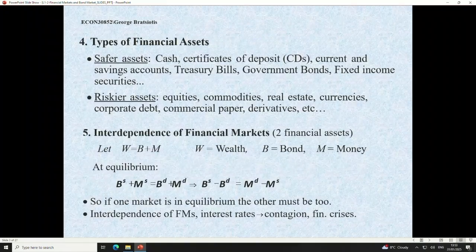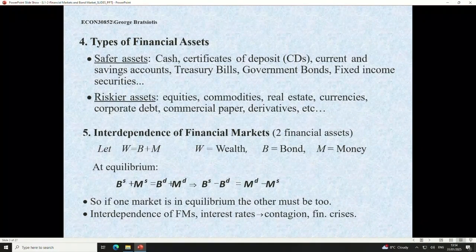So, this is it. What we're going to do next is have a short break, 5 minutes, and then we're going to go into the bond market. Is that okay? So I'm going to take the two financial markets, bonds and money, and I'm going to start working with bonds and then money.